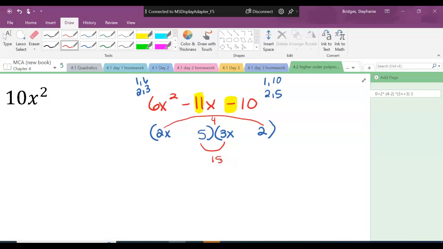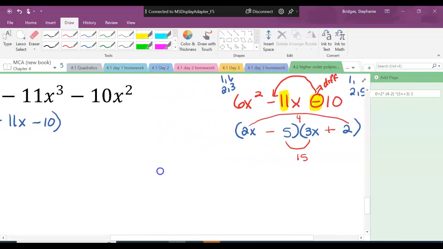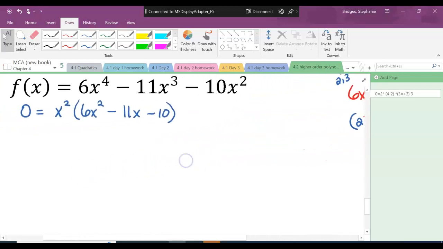Now we have to place our signs. This says my signs are different, and the first one goes in front of the bigger number. So we're going to go minus 5 and plus 2. So I got 2x minus 5 and 3x plus 2. Let me come back over here. Keep the x squared. 2x minus 5 and 3x plus 2. And I'm going to pause for just a second because I want to show you the cloud method as well, for those of you who prefer that way.